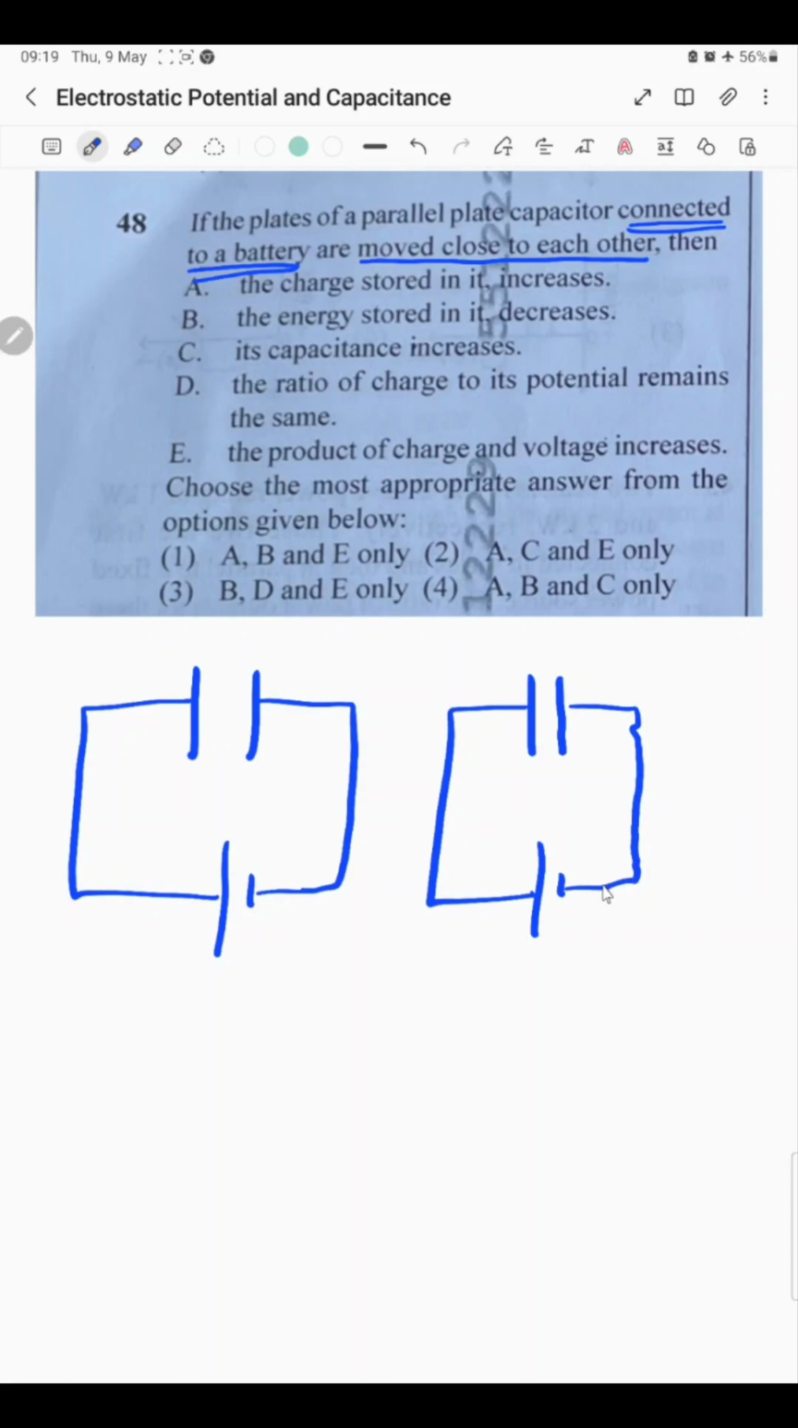Now if the battery remains connected, this battery will maintain the PD across the capacitor plates, that is, V will be constant. You just have to check which quantity will be maintained constant. If the battery remains connected to the capacitor, then V must be constant. If you make the changes after removing the charging battery, then Q will remain constant because there is no source of charge once you disconnect the battery.